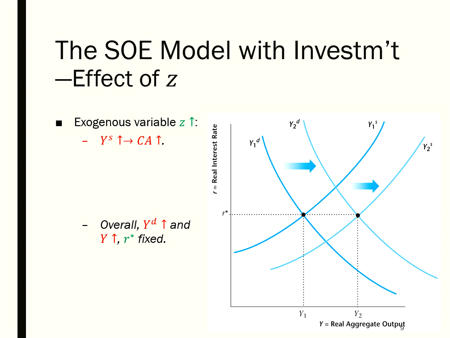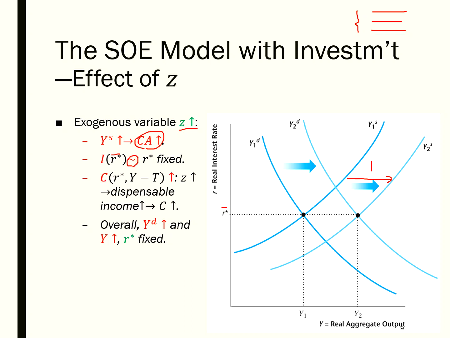Because the current account is basically your national savings. When you have more income today, you will save more to smooth your consumption. And again, if the interest rate doesn't change, which is exogenously fixed by the world market, then investment will be fixed. And when the disposable income increases, then your consumption will increase. So the second round effect happens on the demand side of the output market through an increase in C.